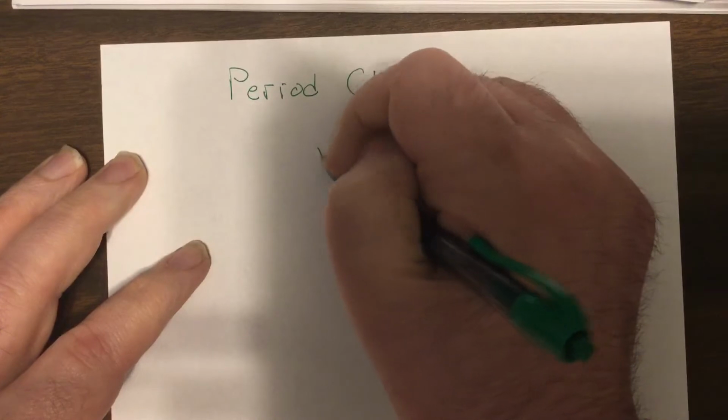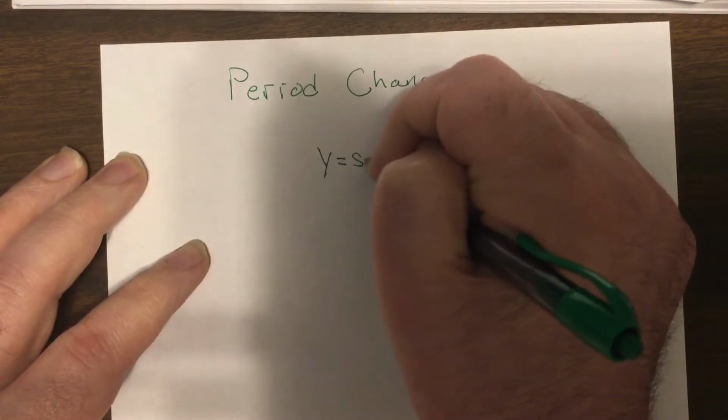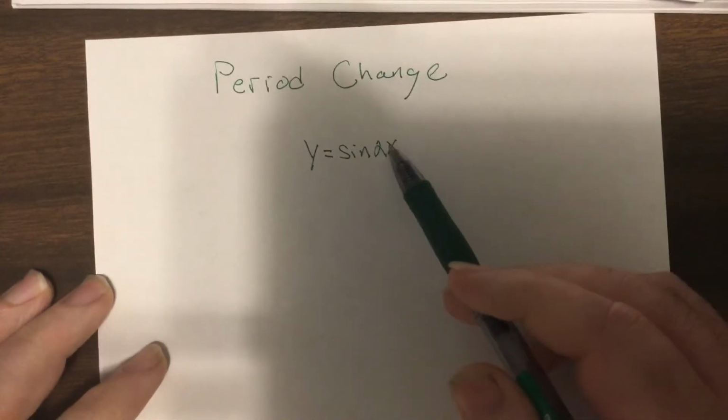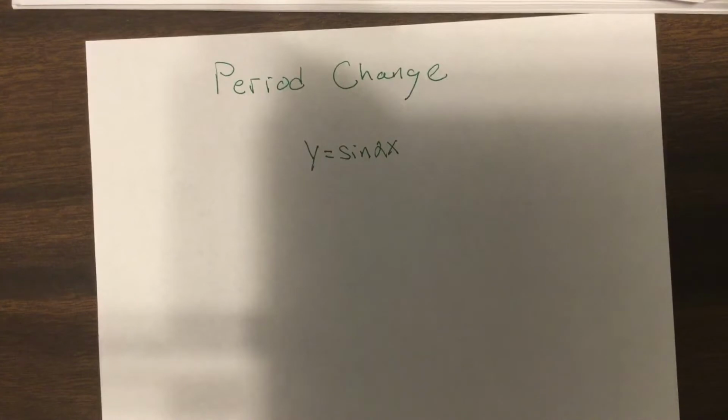Now, a period is how long does it take the graph till it repeats? With sine and cosine, it's 360 degrees. It goes a full circle. So if I want to change the period, for example, y equals sine 2x, the 2 means I want two complete sines, the hill and the valley, where I used to have one.